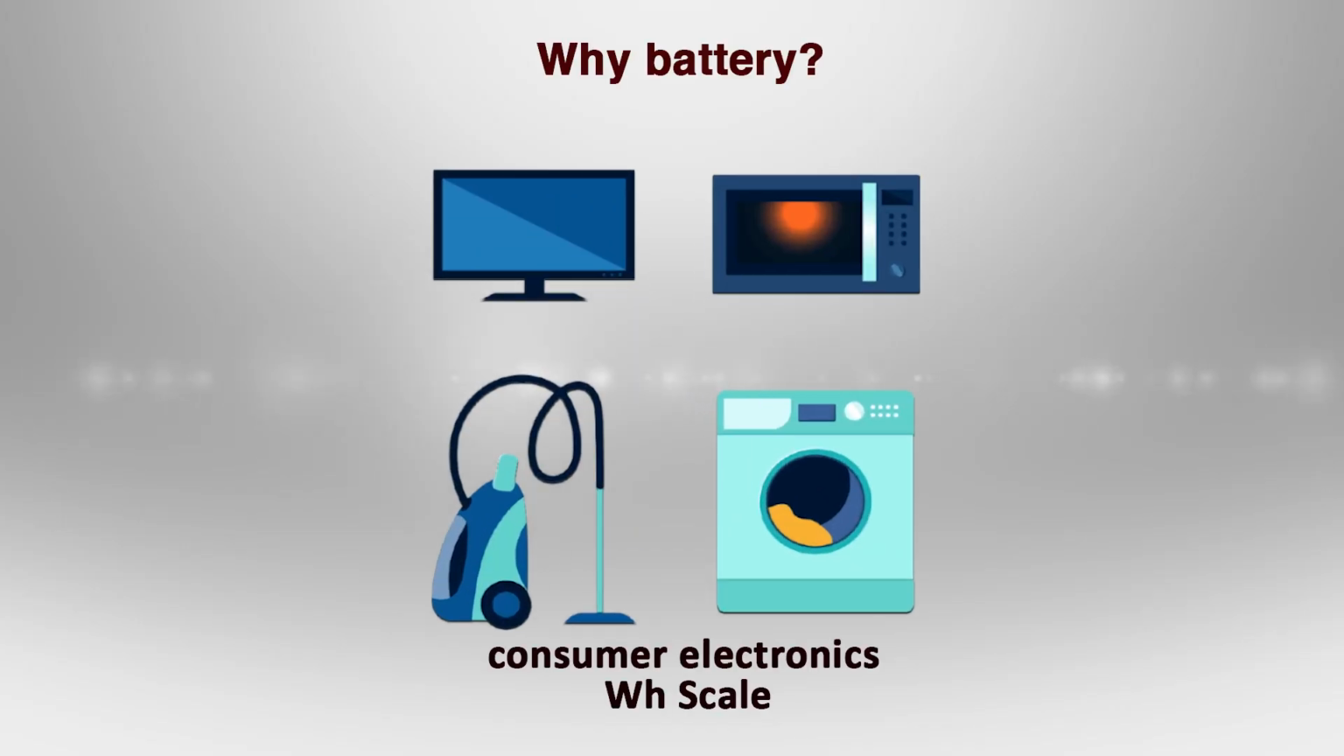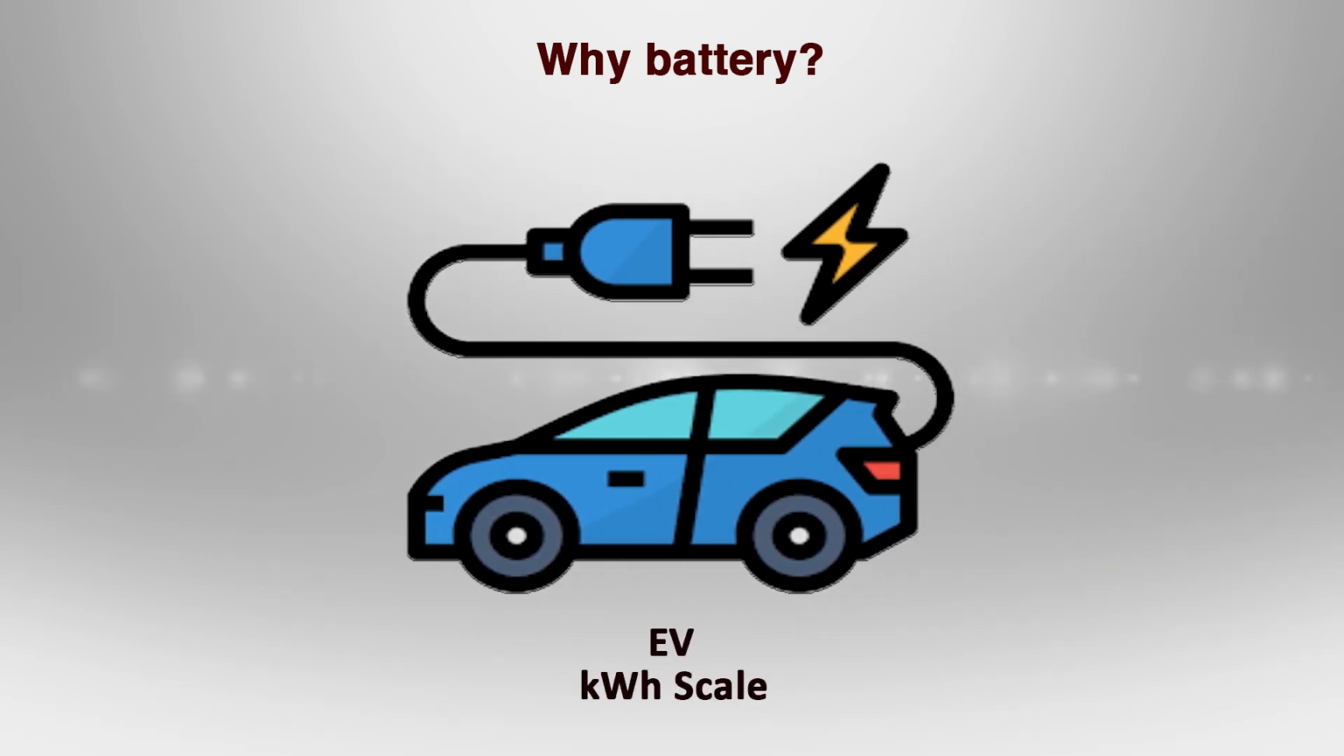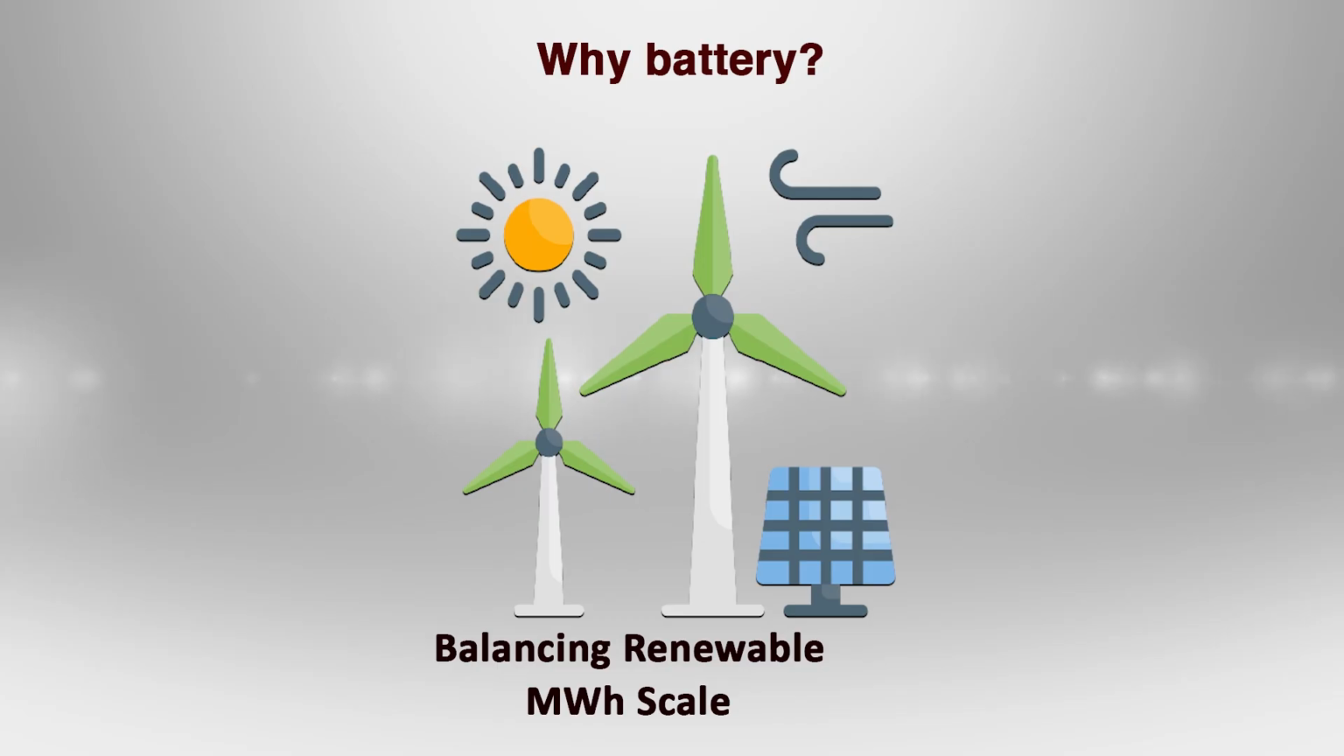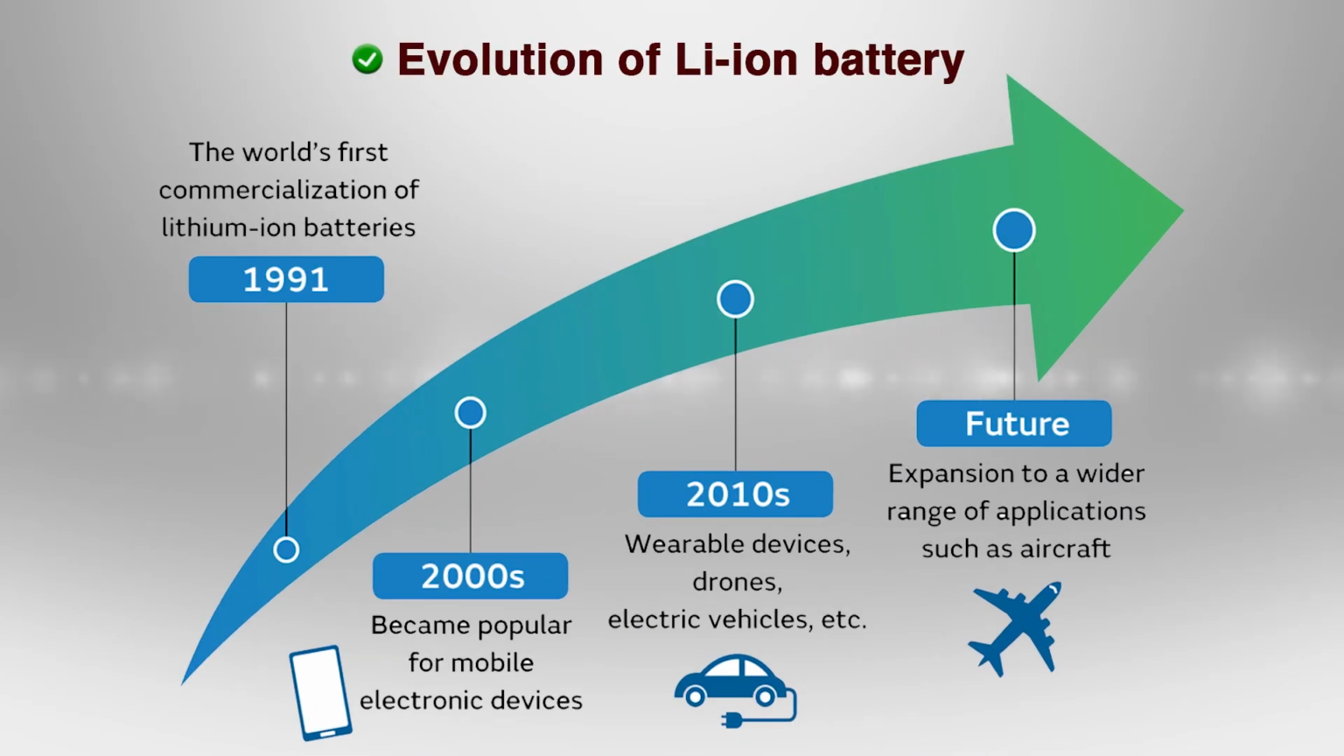As you can see in this particular picture, lithium ion batteries are used from the watt hour level to the megawatt hour level. No doubt the watt hour level is applicable for small devices such as your monitor, your laptop, your washing machines. However, the kilowatt range is applicable for EVs like two-wheeler, three-wheeler and four-wheeler applications. And the megawatt level is exclusively used for renewable energy applications. So battery is everywhere.